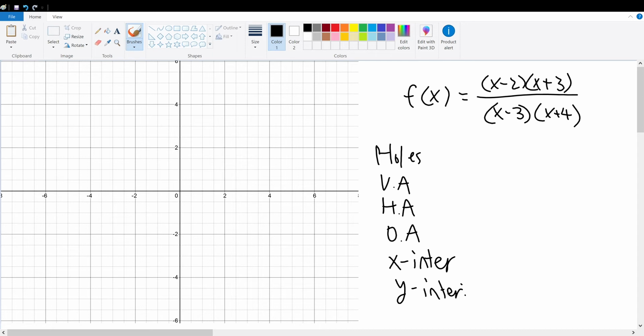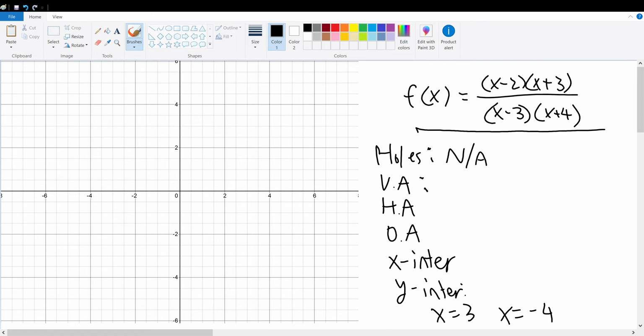Very important. To find a hole of a function, we must see if there are any values that are undefined within our current function, which we can redefine by modifying our function. In this case, we cannot redefine (x minus 2)(x plus 3) divided by (x minus 3)(x plus 4) to remove our discontinuities at x equals 3 and x equals negative 4. Hence, there will be no holes within this rational function.